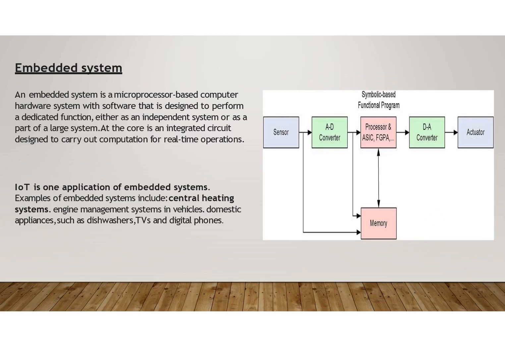And next, embedded system. An embedded system is a microprocessor-based computer hardware system with software that is designed to perform a dedicated function, either as an independent system or as a part of a larger system. At the core is an integrated circuit designed to carry out computation for real-time operation. IoT is one of the applications of embedded systems. Examples of such systems: central heating system, engine management system in vehicles, domestic applications such as dishwasher, TV, and digital phones.